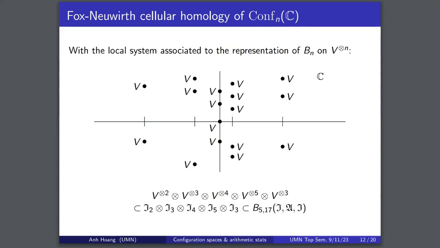So I hopefully convinced you that this is like saying that the compactly supported homology of configuration space with this local system equates to the homology of the bar complex, which is Tor. So you can do some dualization and get their theorem.